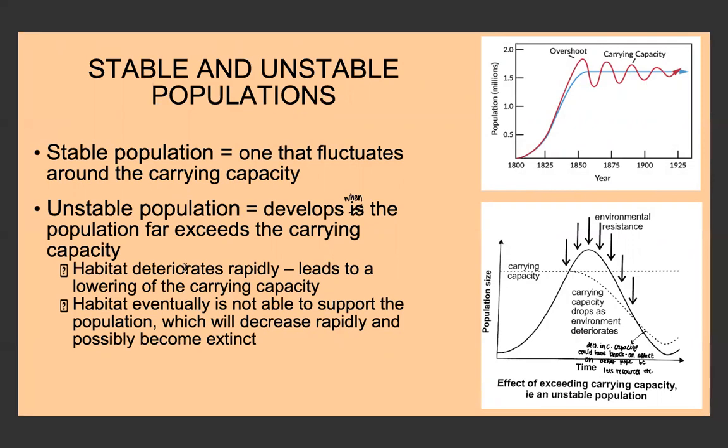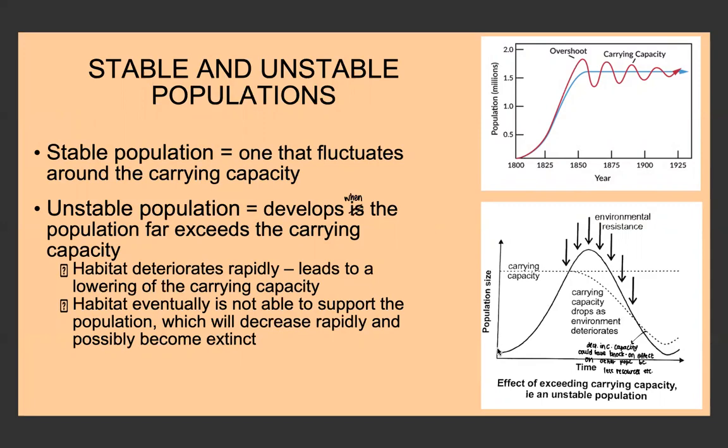An unstable population develops when the population far exceeds the carrying capacity. The habitat then deteriorates rapidly because there's way too many individuals and they're using up resources way too quickly. That means that the carrying capacity then lowers. So the environment can actually only support fewer individuals because so many resources have been used up. And because the carrying capacity drops, the population also drops because there's so few resources, and it could eventually lead to extinction.